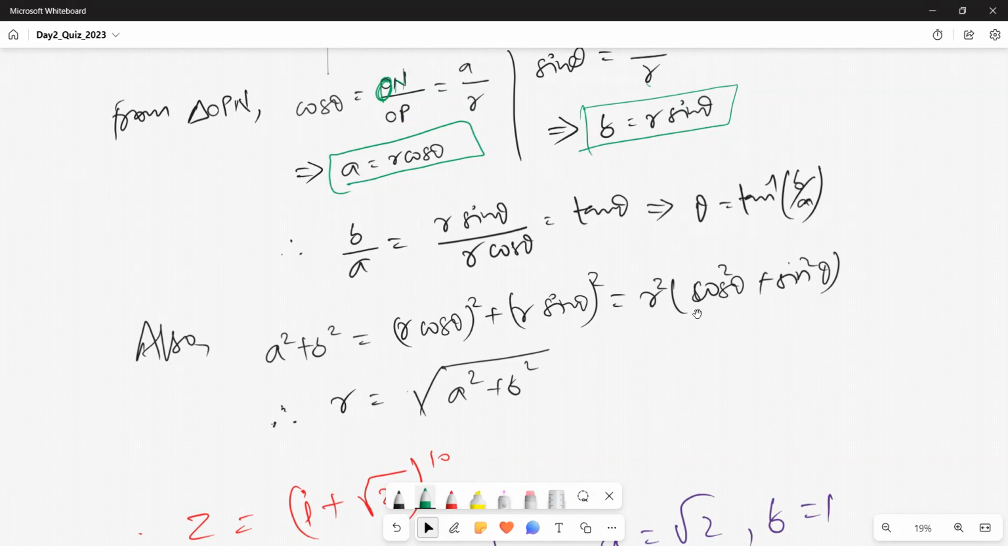And we know that sin square theta plus cos square theta equals what? 1, right? Sin square theta plus cos square theta is equal to 1. So this R square times 1 will be R square itself.